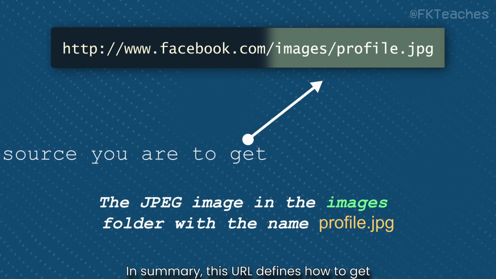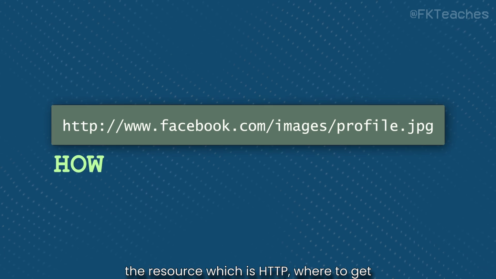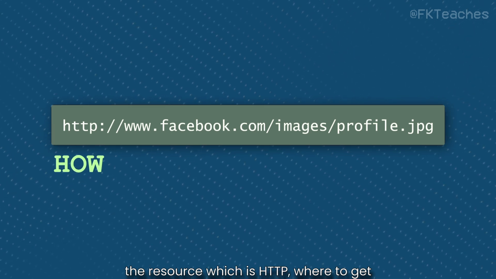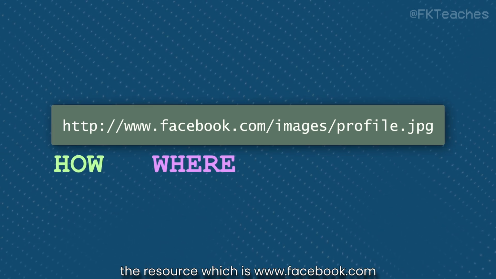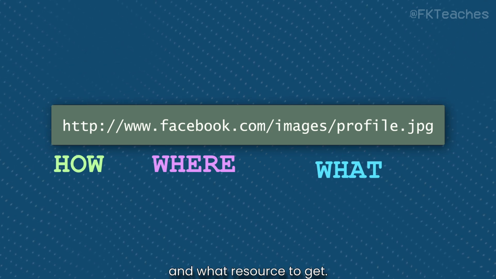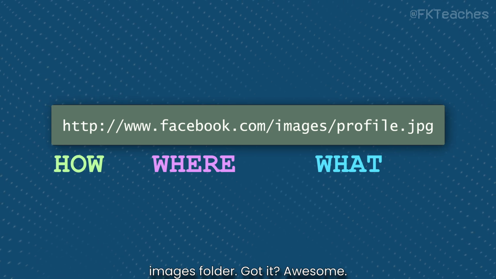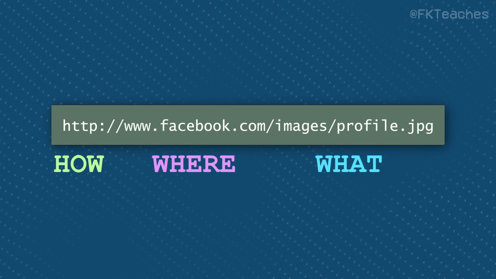profile.jpg. In summary, this URL defines how to get the resource, which is HTTP, where to get the resource, which is www.facebook.com, and what resource to get, profile.jpg in the images folder. Got it? Awesome.